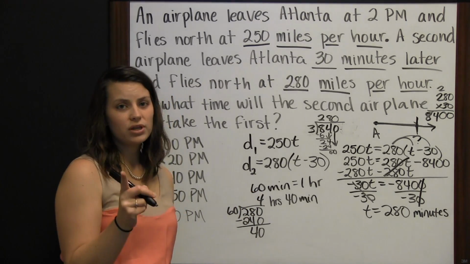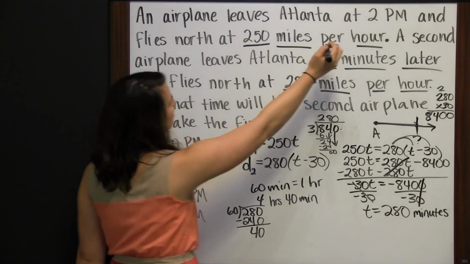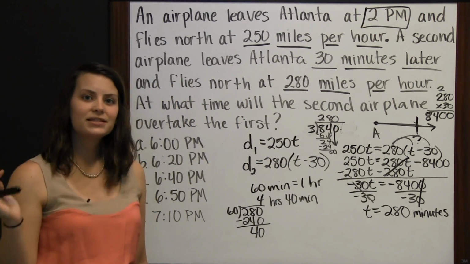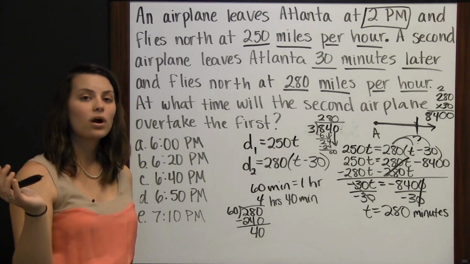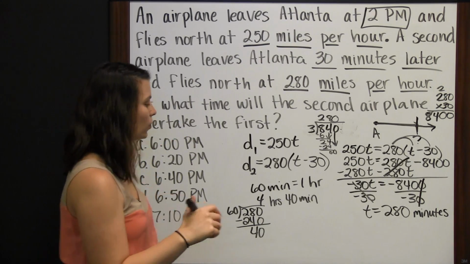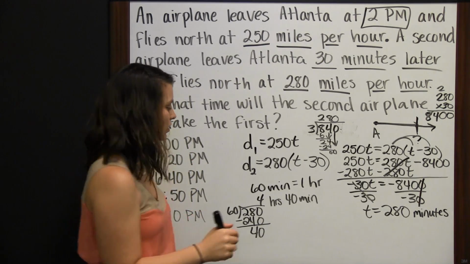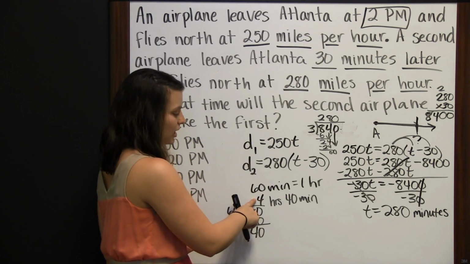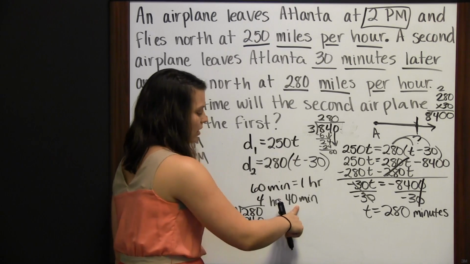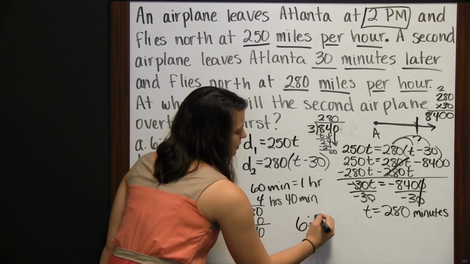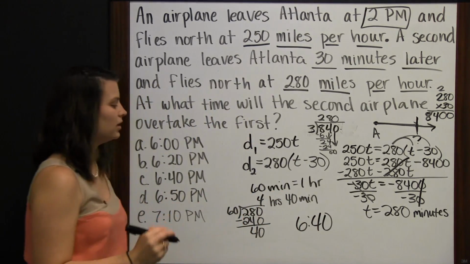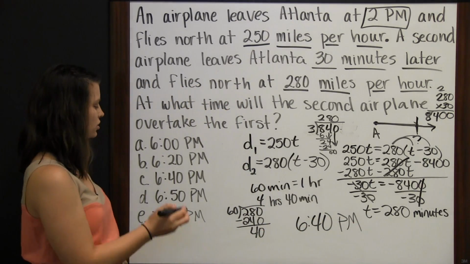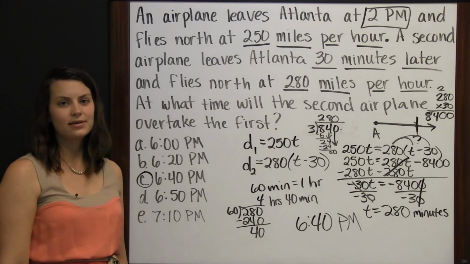So 4 hours, 40 minutes after the first plane left at 2 p.m. is when the second plane overtook it, or caught up with it, or had traveled the same distance. So 2 plus 4 hours is 6, and 40 minutes. So 6:40 p.m. is when that second plane overtook the first. Answer C.